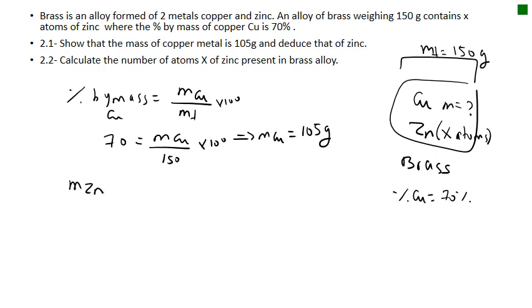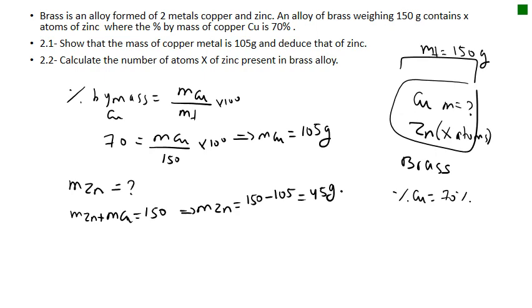The mass of zinc can be deduced, since mass of zinc plus mass of copper is equal to the mass total. Mass of zinc plus mass of copper equals 150. So, mass of zinc equals 150 minus 105, which is equal to 45 grams.